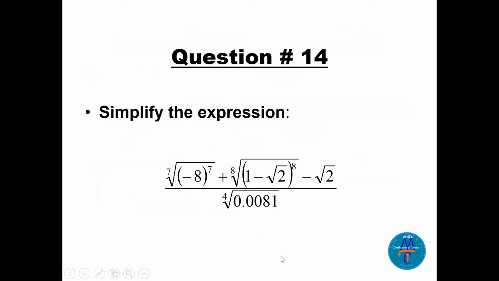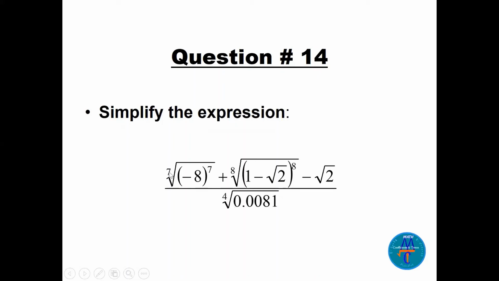Let's go here. 14 is, I think, a nice question. Simplify the expression. We can see here 4 radicals. Square root of 2, the easiest one. We cannot do anything there. 7th root, 8th root, the index here. The important idea in this question is the index. See, this 7 is the index. 8 is the index. 4 is the index. This is easy. All right.